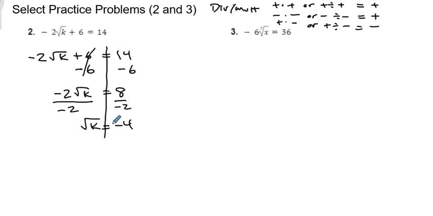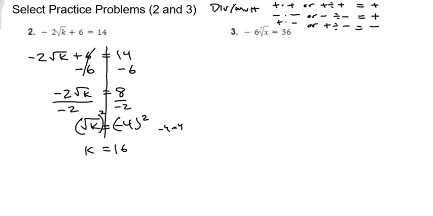Okay, so now we've got to square this, right? Because my index is 2. So you square it, and we're going to square this side. You get 16, because -4 times -4, your negatives cancel each other, and then you get k over here.